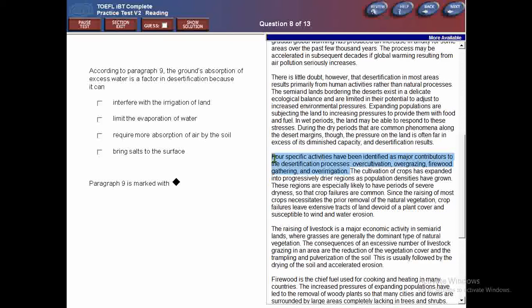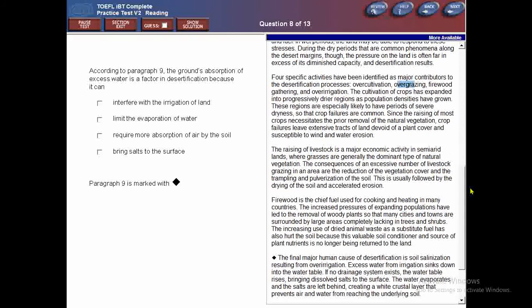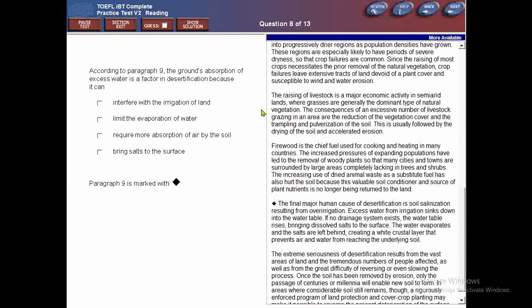By reading this sentence, over cultivation. In this paragraph, it is over cultivation. Overgrazing is not covered. And firewood and over irrigation may come in these passages. Okay? Over cultivation is usually followed by overgrazing.